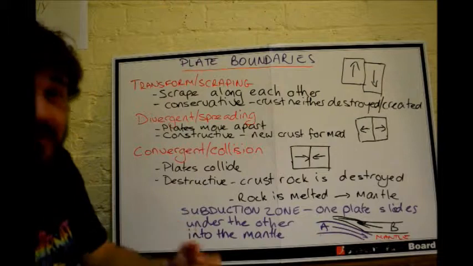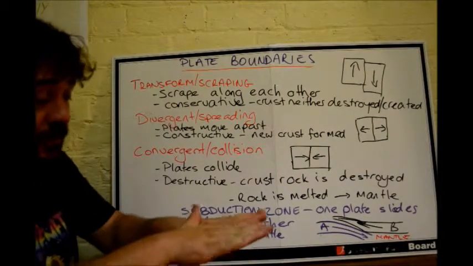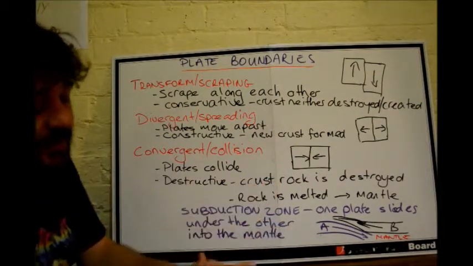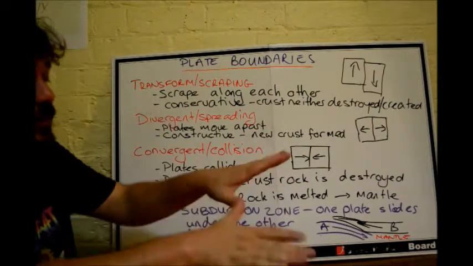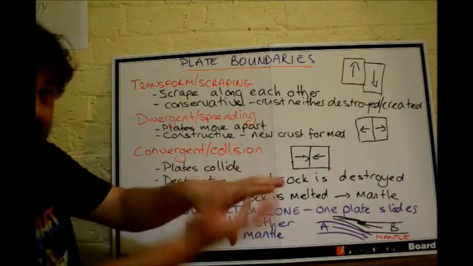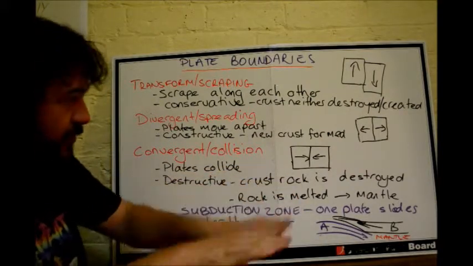You have divergent or spreading plates, and these are plates which go apart from each other. These are constructive plates, and that means that as you pull them apart, new stuff comes up underneath and makes crustal plates.